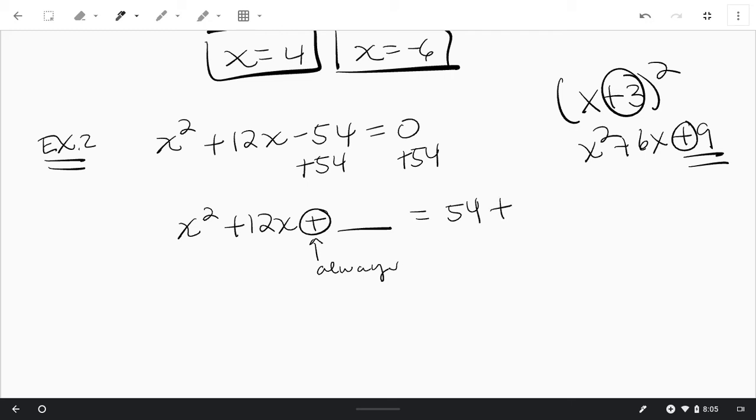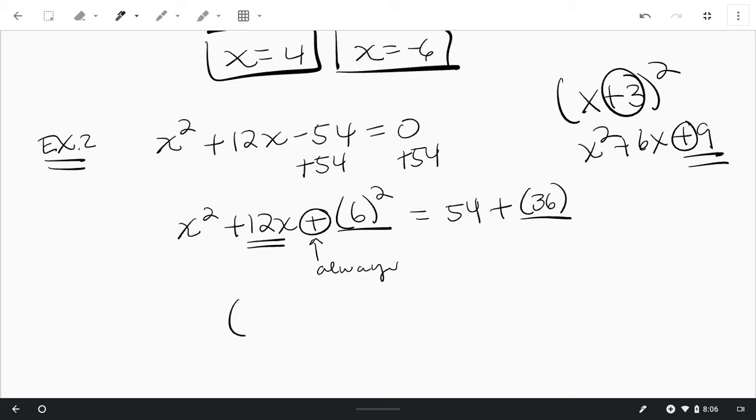Okay, and if we add on that side, we need to add on this side. So here we're going to take half of 12. 12 divided by 2 is 6, and I'm going to square that. And that becomes 36. You can write 6 squared or you can write 36.